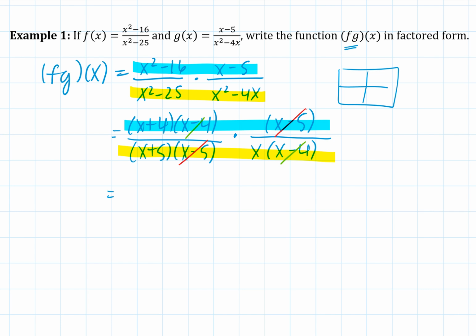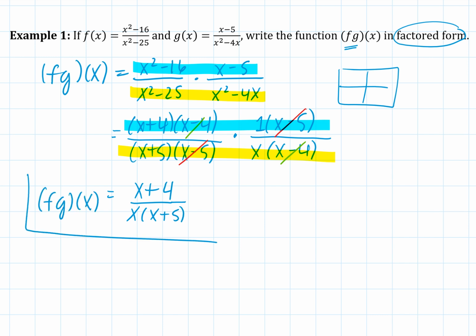So what do we have left here? In the numerator, we've just got an x plus 4 times nothing, or times 1, which just gives you an x plus 4. In the denominator, I've got an x plus 5 and an x that remain. The question asks for my answer in factored form, so I'm just going to leave the x out in front, put the x plus 5 in its factor after that, and this is my function f times g of x.